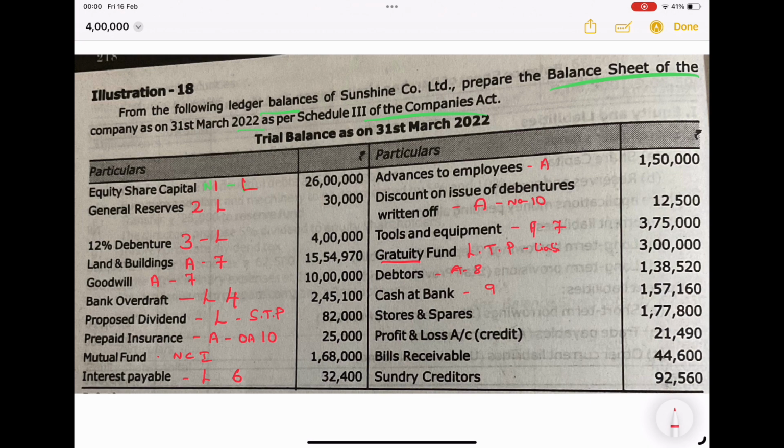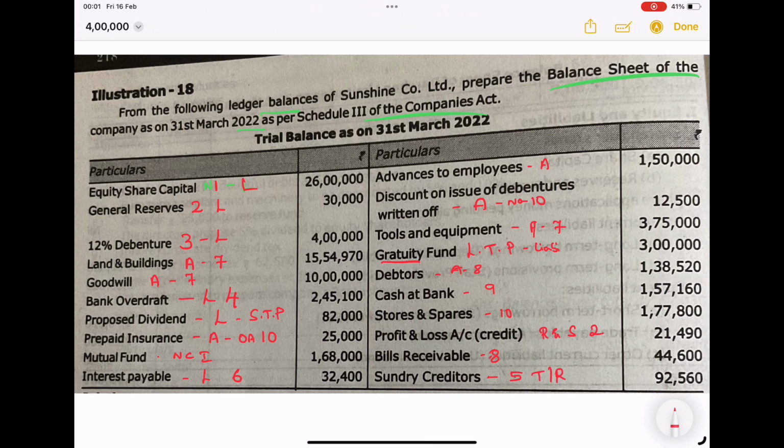Next, stores and spares. So this is also under fixed assets. P&L account credit balance. Credit balance in the sense, if it is a loss we are going to minus it from reserves and surplus, note 2. And bills receivables, receivables they have mentioned, so we are going to write it in note number 8, that is trade receivables. And sundry creditors. Sundry creditors are nothing but trade payables, that is note 5.